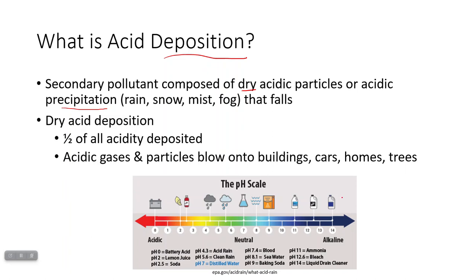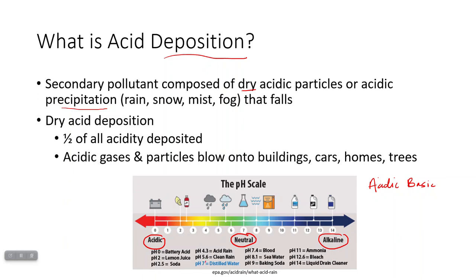So, just a reminder for those of you who've had chemistry, pH is how we measure how acidic or basic something is. If it has a pH of 7, that is neutral. Pure water has a pH of 7. Anything that is a pH less than 7 is going to be acidic. Anything with a pH above 7 is going to be basic or alkaline.